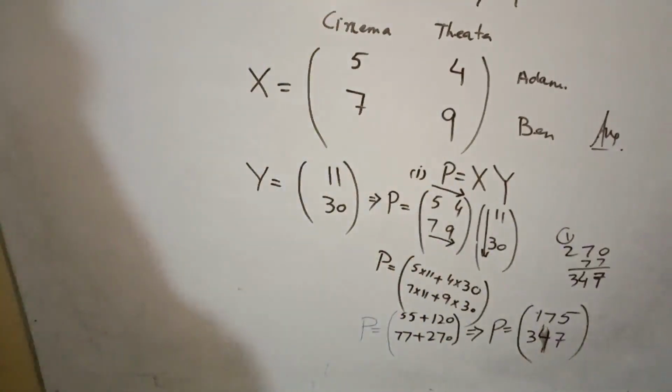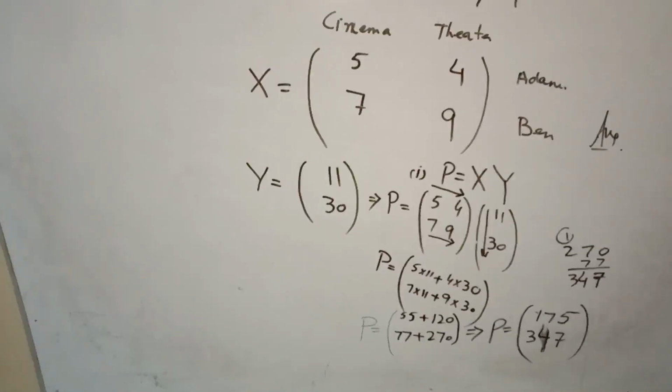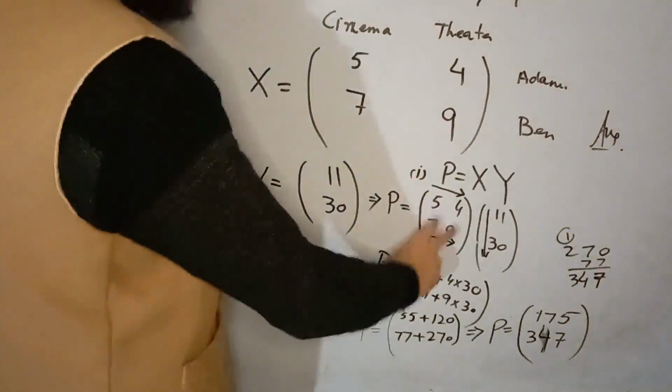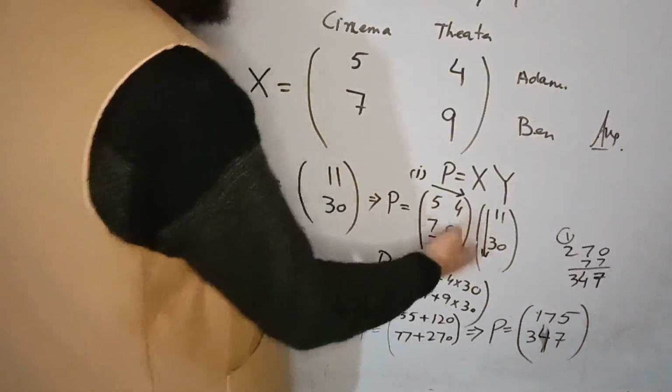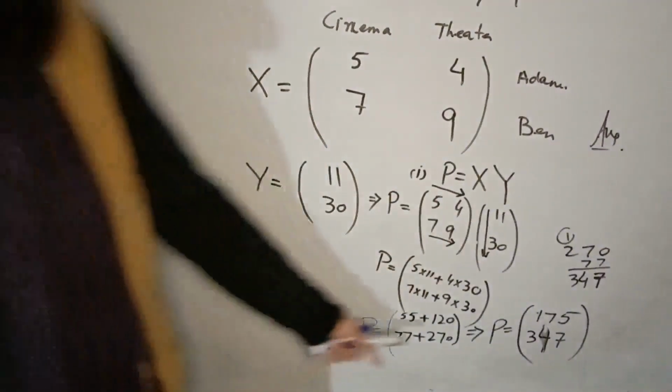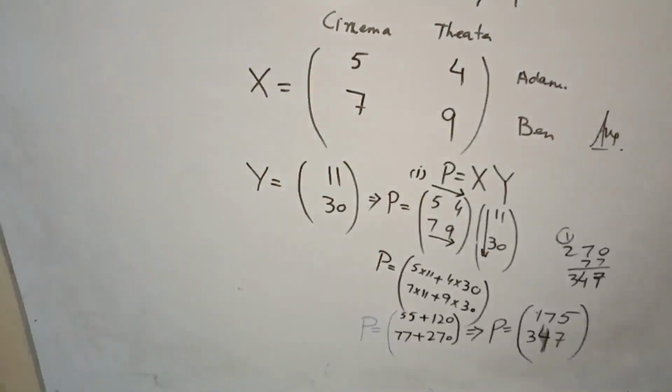So this is how you multiply two matrices, where the order of the first matrix was 2 by 2 and the order of the second matrix was 2 by 1. In order for two matrices to be conformable for multiplication, the number of columns of the first matrix should be equal to the number of rows of the second matrix. Here the number of columns of the first matrix was 2 and the number of rows of the second matrix was 2, so they are conformable for multiplication, and we multiplied them. The answer is 175 and 347.